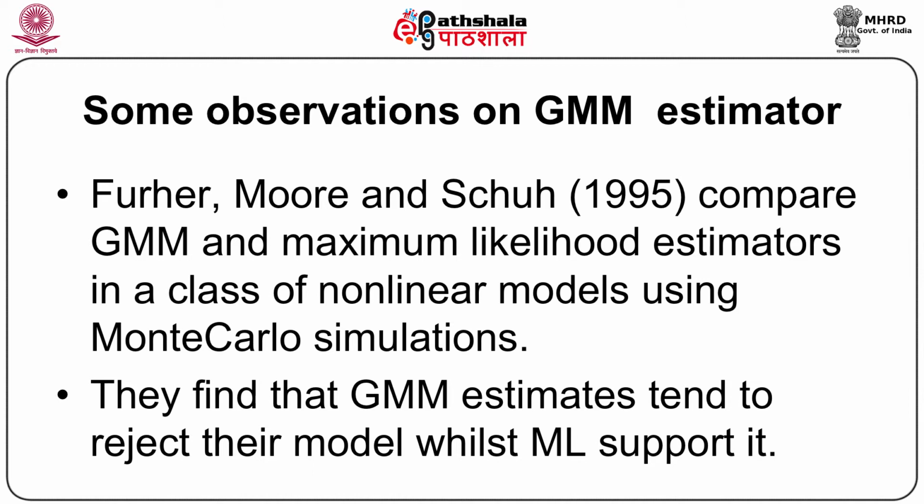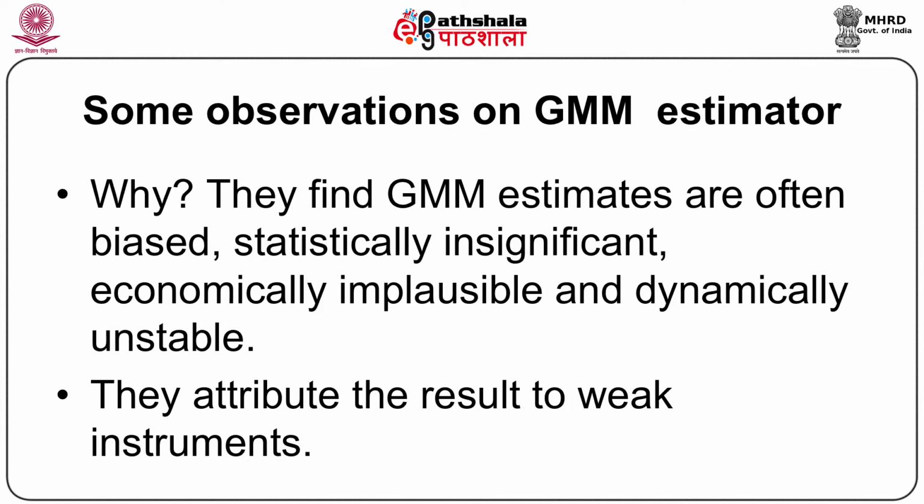Furthermore, Ferson and Foerster 1994 and Schuss 1995 compared the GMM and the maximum likelihood estimator in a class of nonlinear models using Monte Carlo simulation. They find that GMM tends to reject the model while ML supports it. Why? They find that GMM estimates are often biased, statistically insignificant, economically implausible and dynamically unstable. They attribute the result to weak instrument conditions.